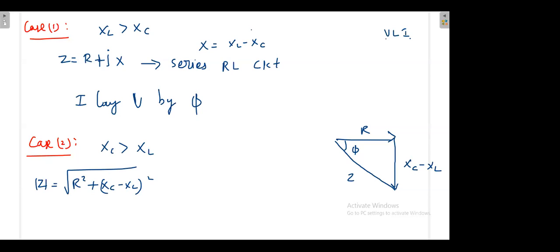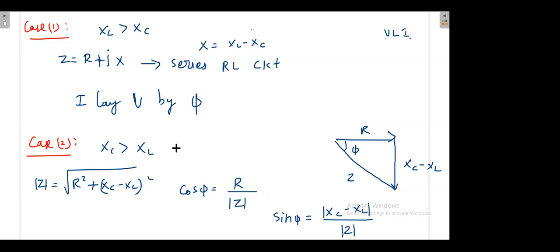Then what is cos phi? Cos phi is equal to R divided by mod Z. And what is sin phi? Sin phi is equal to (XC minus XL) divided by mod Z. And again here the capacitor is dominating, because it is going in the negative j direction, the minus j direction. Finally, the capacitor is dominating.